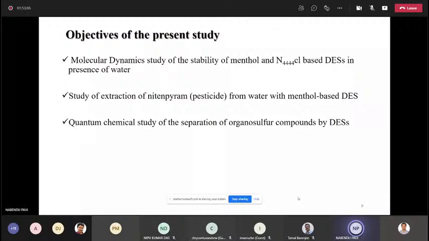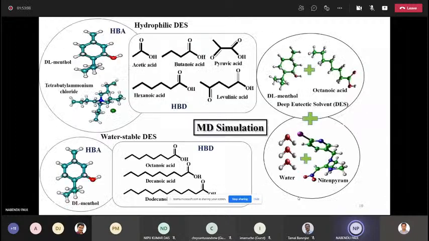So here is the overall graphical presentation of my work. We have used HBA as DL-menthol and tetrabutylammonium chloride, whereas HBDs are a different combination of organic acids ranging from acetic acid, butanoic acid to dodecanoic acid, like C1 to C12 of chain length carbon. So this is the stability analysis of eutectic solvent in water.